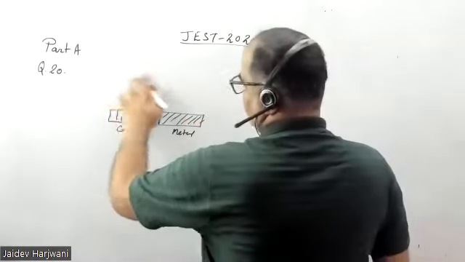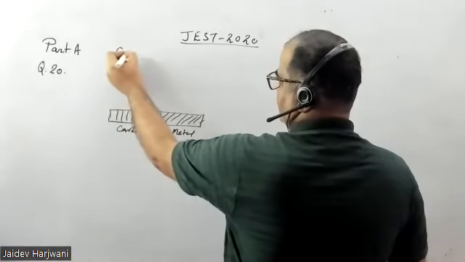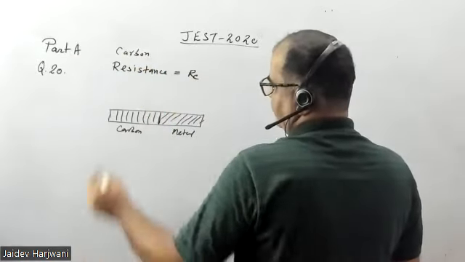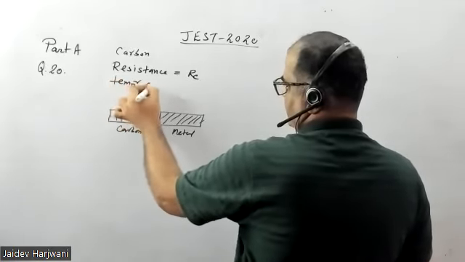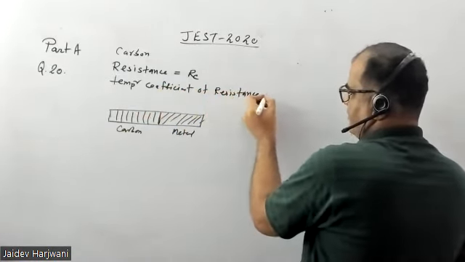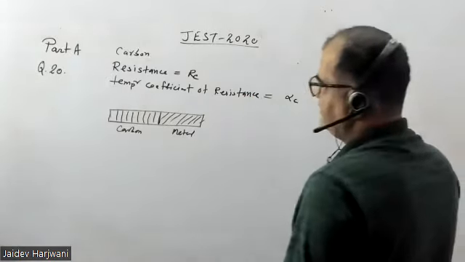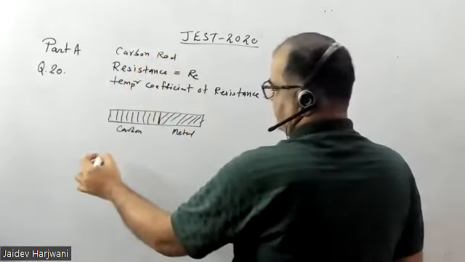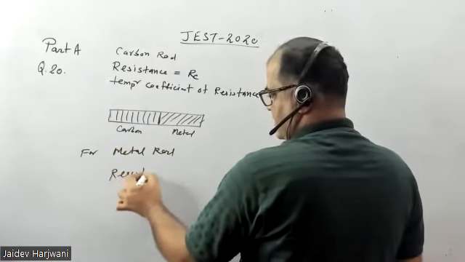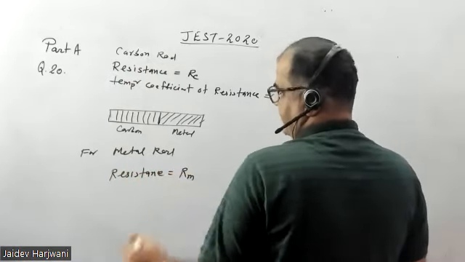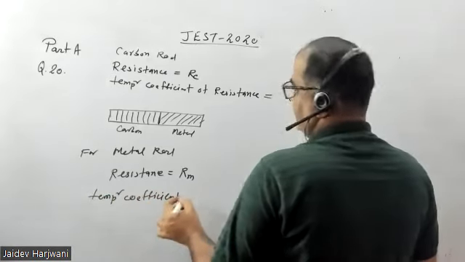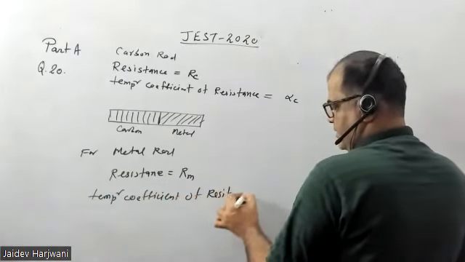So the resistance of the carbon rod is given. We have a carbon rod and its resistance is RC, and the temperature coefficient of resistance for this carbon rod is given as alpha C. And for the metal rod, we have been given the resistance equal to Rm and the temperature coefficient of resistance is given as alpha m.